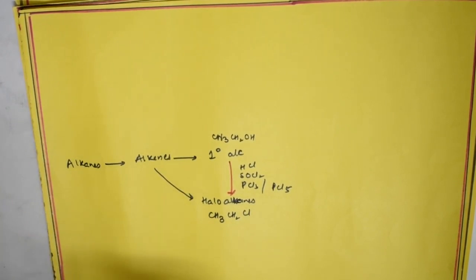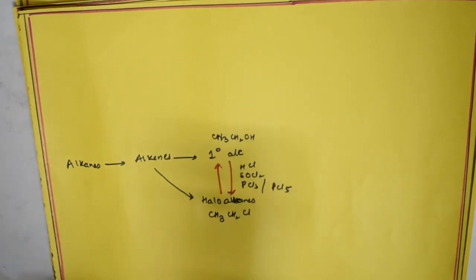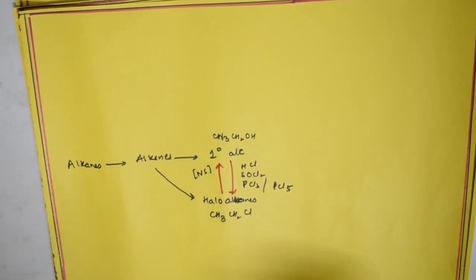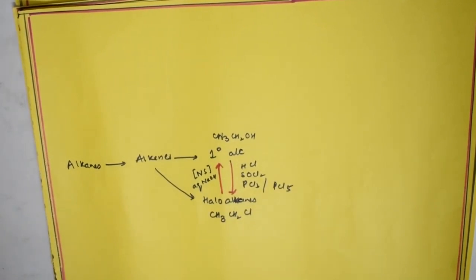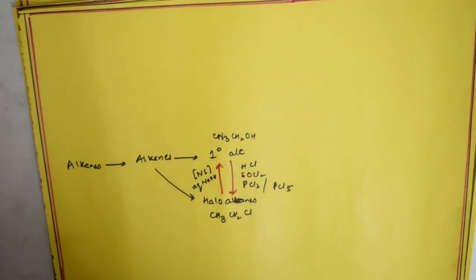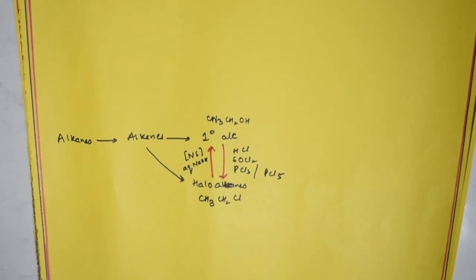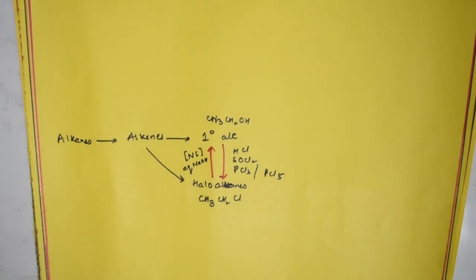Now see here, again if I have to convert haloalkanes to primary alcohols, what can I do? I can use a process called nucleophilic substitution reaction. NS stands for nucleophilic substitution. What am I going to use? I'm going to use aqueous sodium hydroxide here. So when I use aqueous sodium hydroxide and take this nucleophilic substitution reaction, just see, simple, it gets converted to primary alcohols. This is fine. Now further, what can I do?